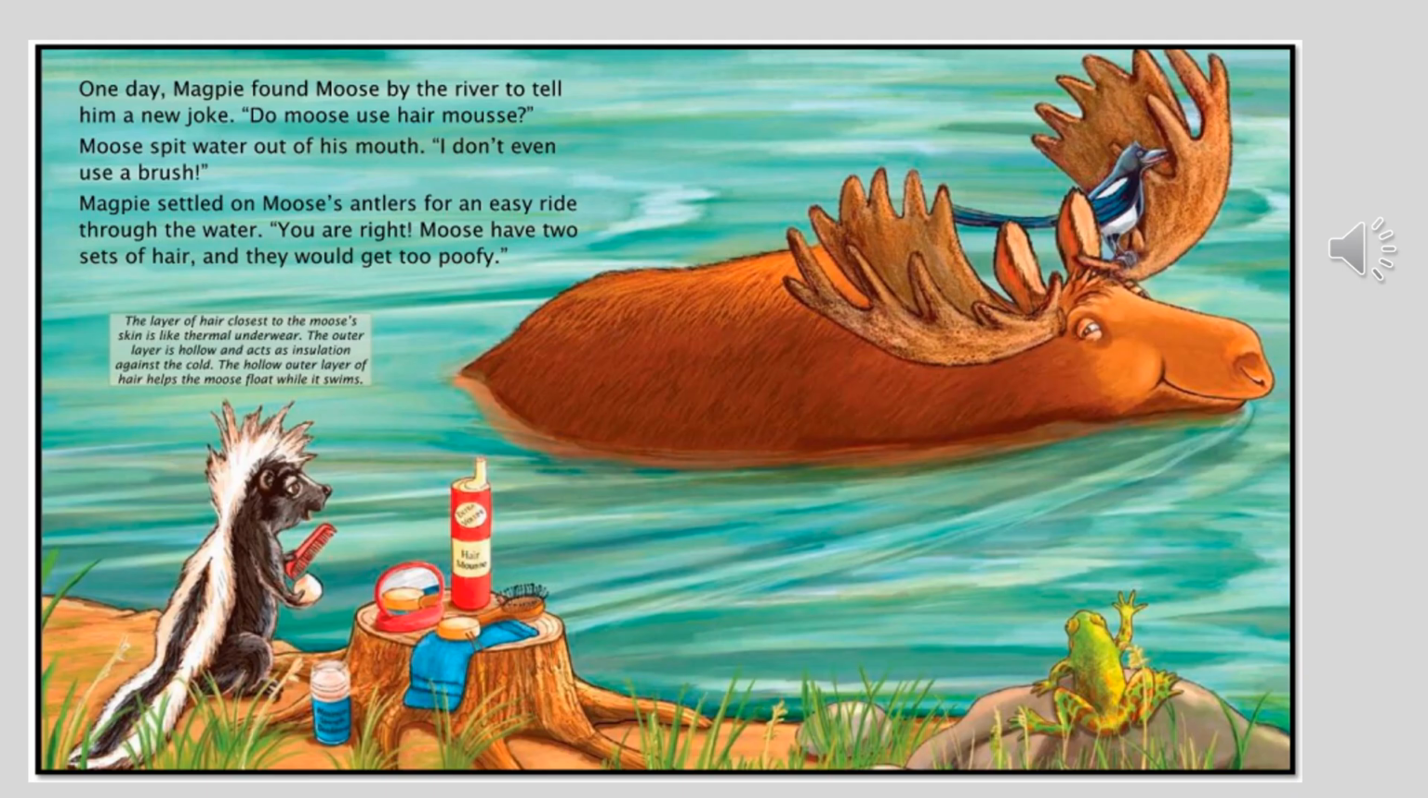One day, Magpie found Moose by the river to tell him a new joke. Do moose use hair mousse? Moose spit water out of his mouth. I don't even use a brush. Magpie settled on Moose's antlers for an easy ride through the water. You are right. Moose have 2 sets of hair, and they would get too poofy. The layer of hair closest to Moose's skin is like thermal underwear. The outer layer is hollow and acts as an insulation against the cold. The hollow outer layer of hair helps the moose float while it swims.